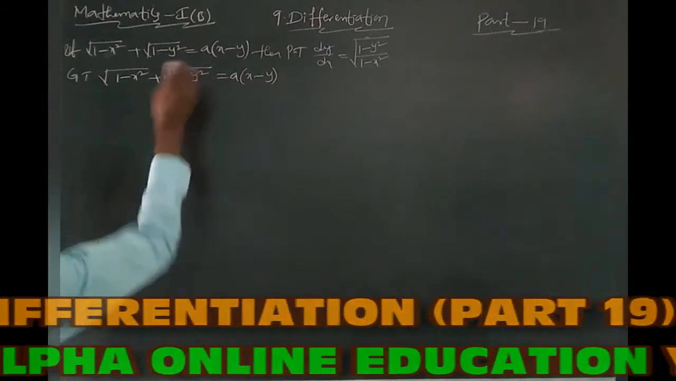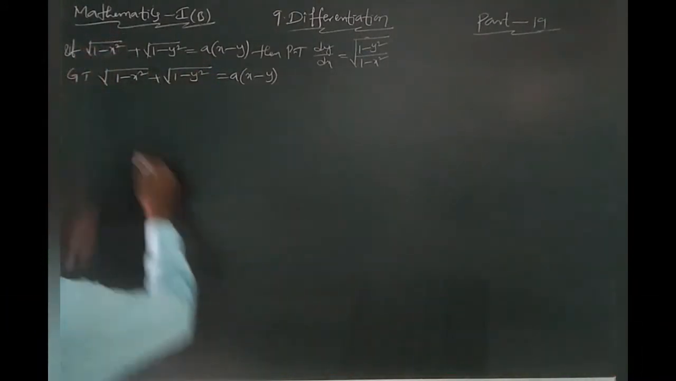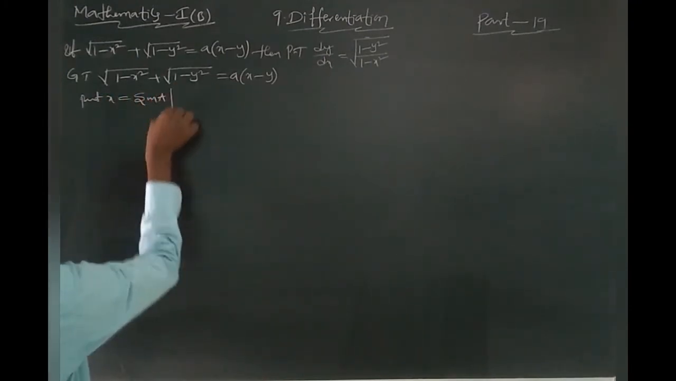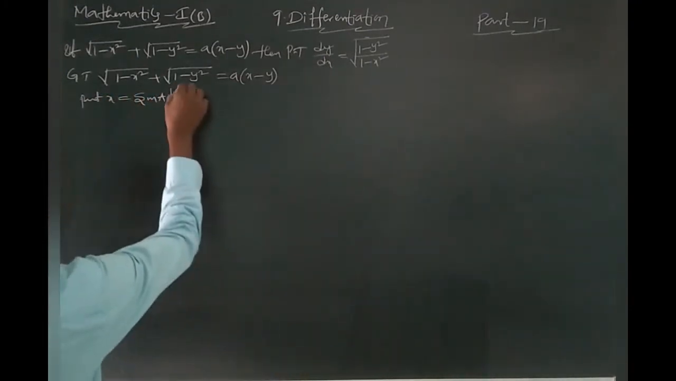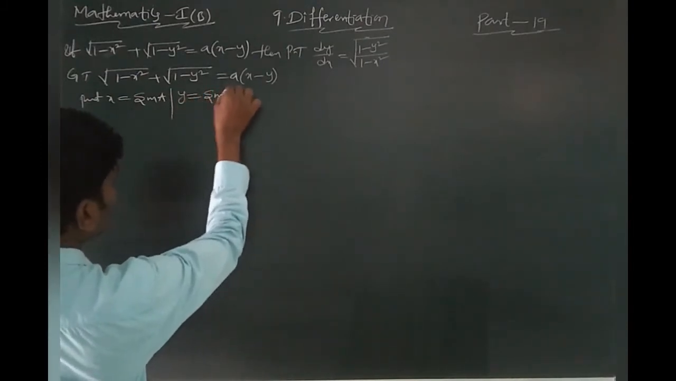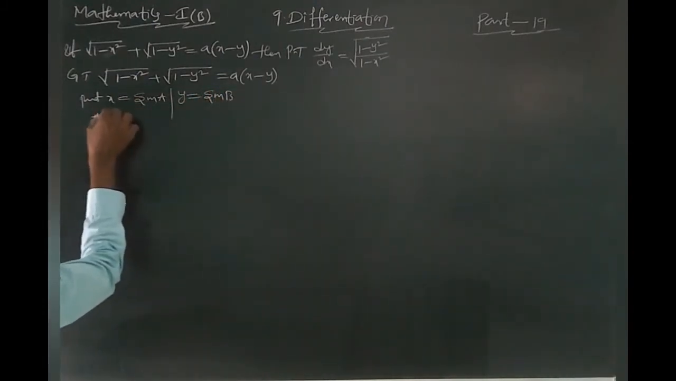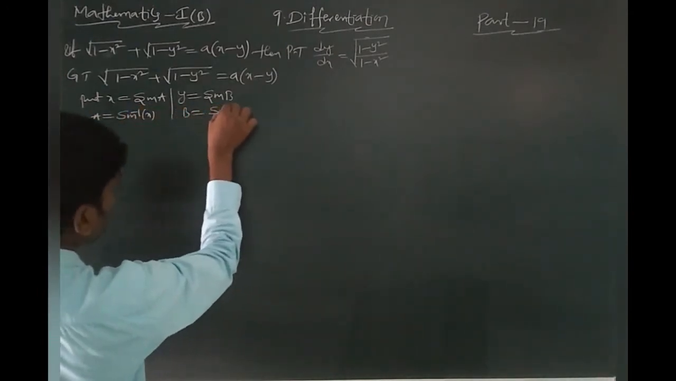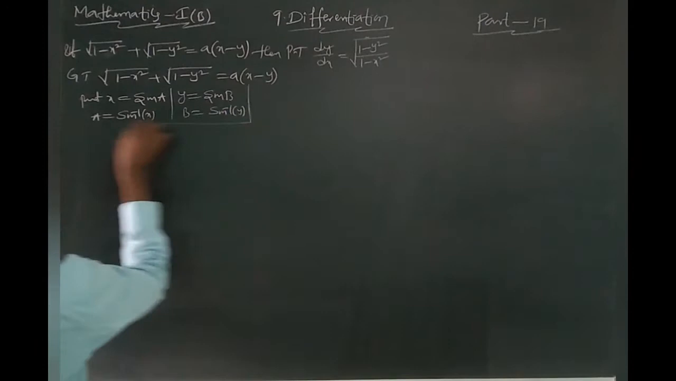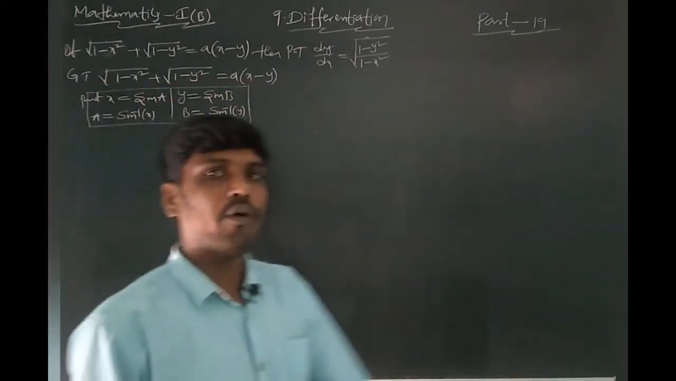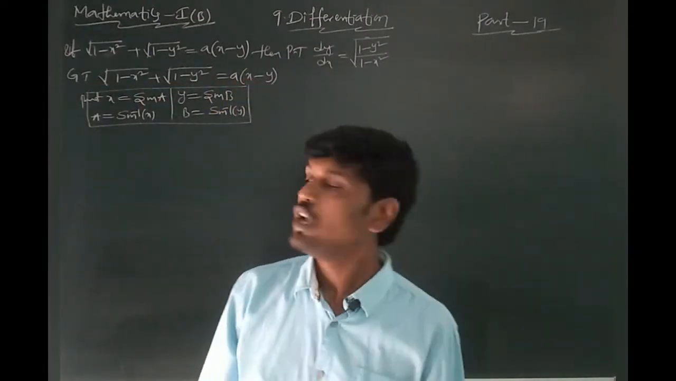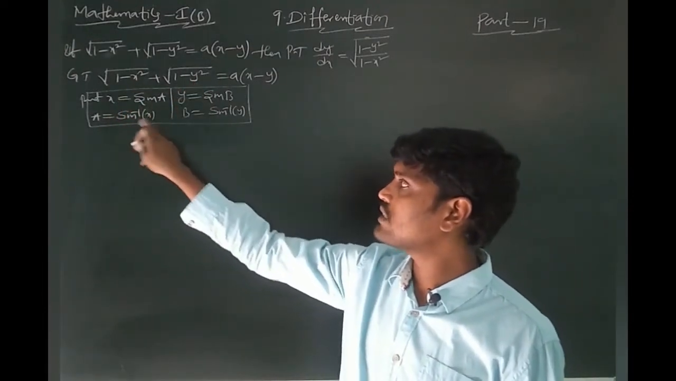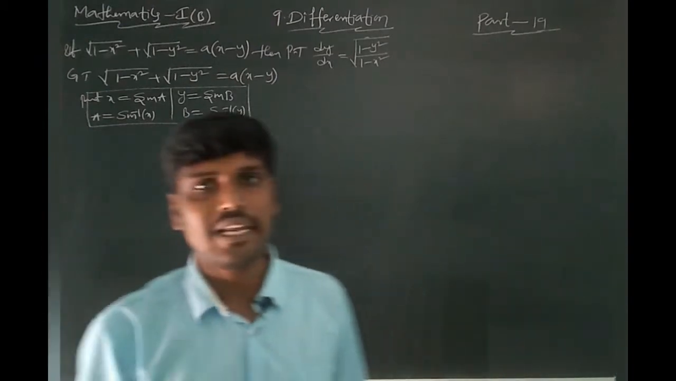In this function, put x is equal to sin a, and y is equal to sin b. Then a is equal to what, students? a is equal to sin inverse x, b is equal to sin inverse y. Understood or not? This is a very important key point in this problem. x is equal to sin a, y is equal to sin b, then a is equal to sin inverse x, b is equal to sin inverse y.